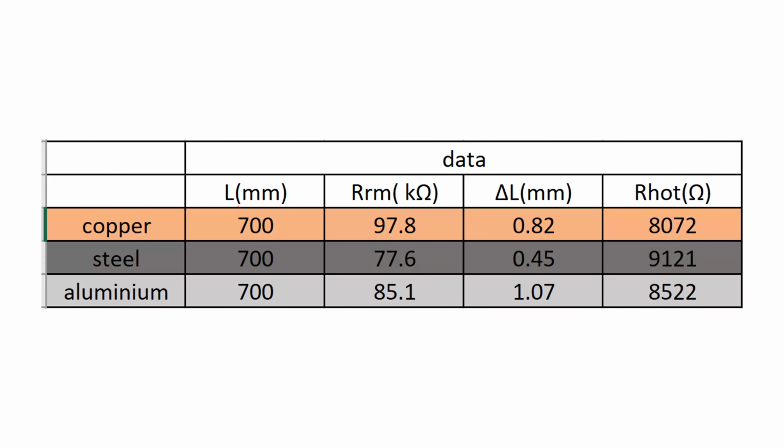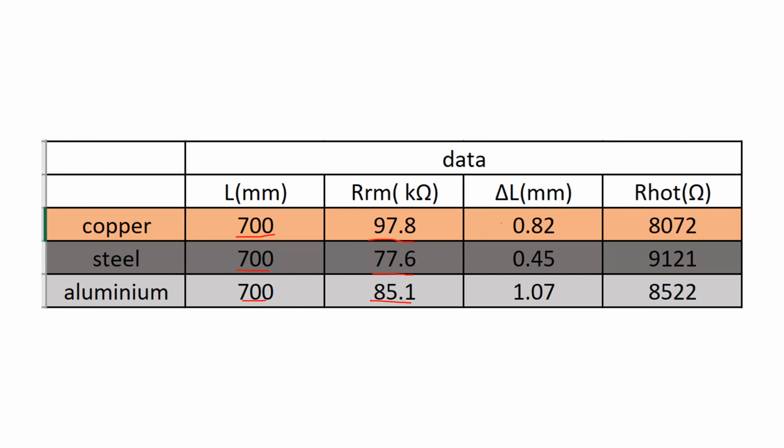So here were the recordings for the three of them. Copper is in orange, steel is in black, and aluminum is in gray. As you can see, here is the first length. All of them measure 700 millimeters, and each of them measures a different resistance. This is expected because they are made from different metals and they conduct differently. So therefore they have a different resistance. This is in kilo ohms.